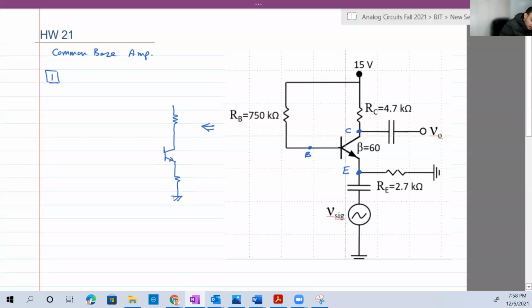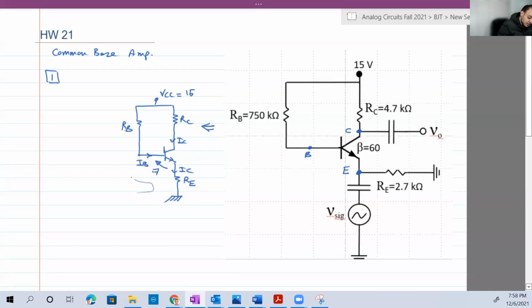like this. We can move RE, rotate it, so it becomes vertical like this. This is RC, and we have here RB. And this is the VCC, which is 15 volts. Okay. This current, remember, is IB. IC here. And of course, here we have IE. So we're going to assume it's in the active region, and VBE is 0.7.